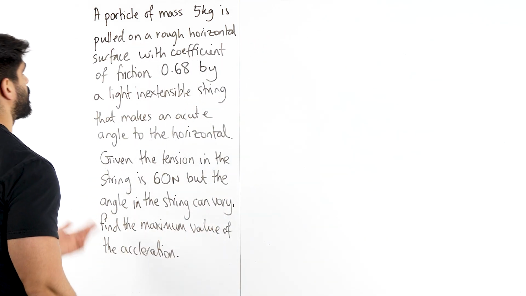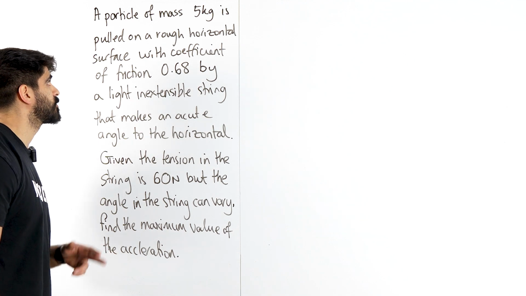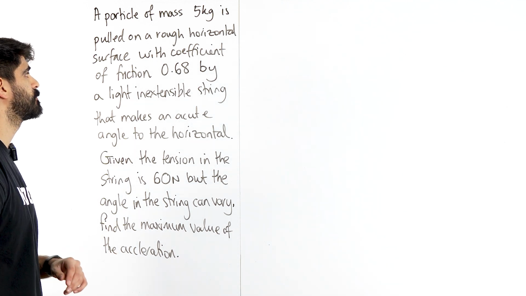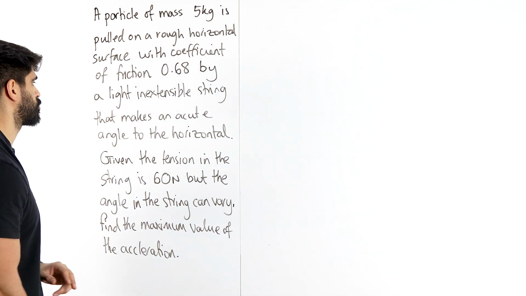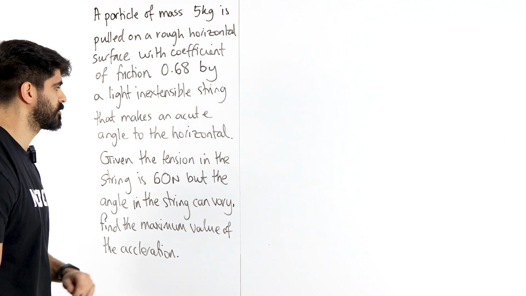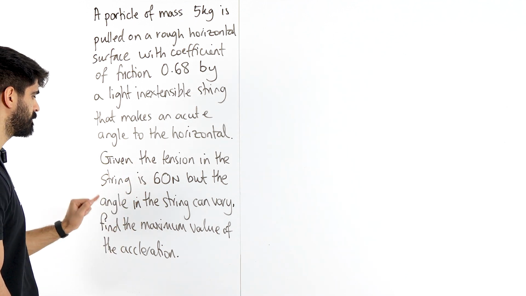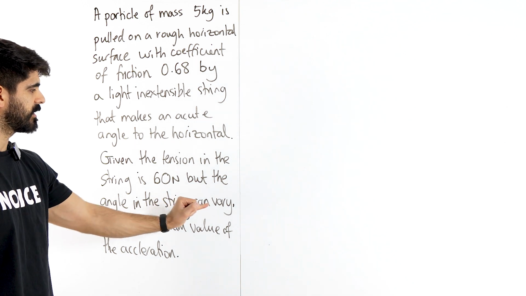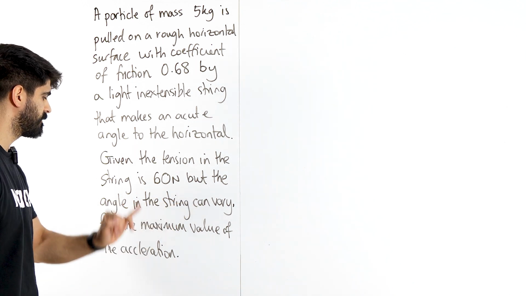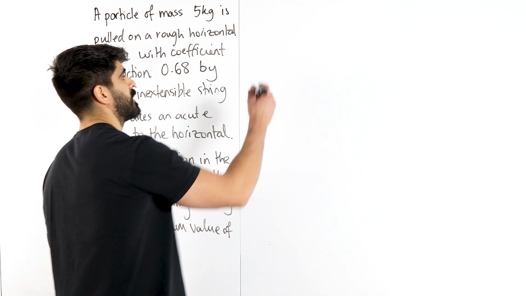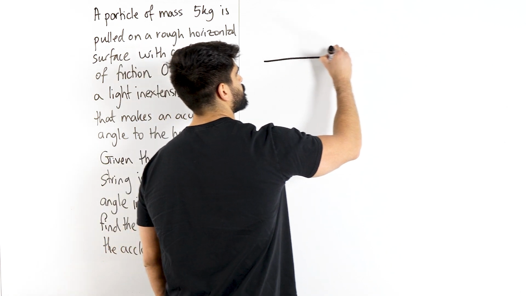A particle of mass 5 kg is pulled on a rough horizontal surface with coefficient of friction 0.68 by a light inextensible string that makes an acute angle to the horizontal. Given the tension in the string is 60 newtons, but the angle in the string can vary, find the maximum value of the acceleration. All right, so we have a horizontal surface.